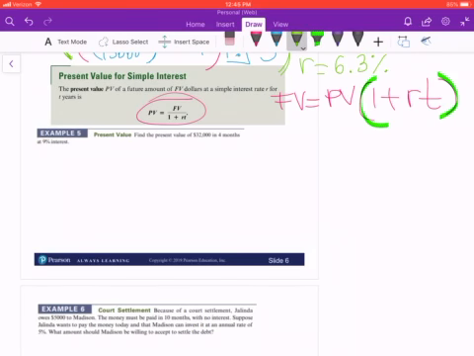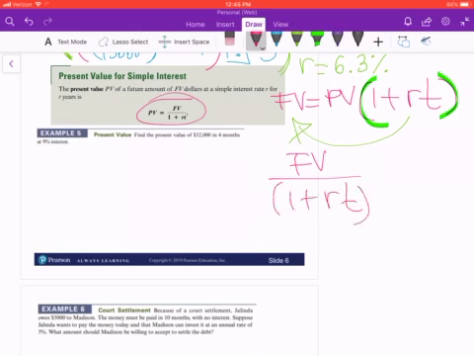So if we just take that whole quantity across to the left side of the equal sign, it's going to change to the inverse operation, and so that will be division. So future value divided by 1 plus RT is equal to the present value that we have here. And so that is the same formula that we have inside that box.